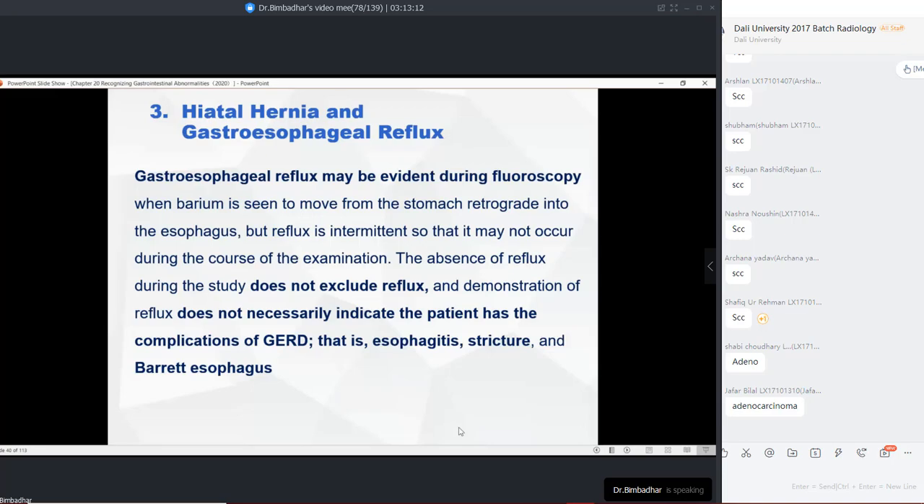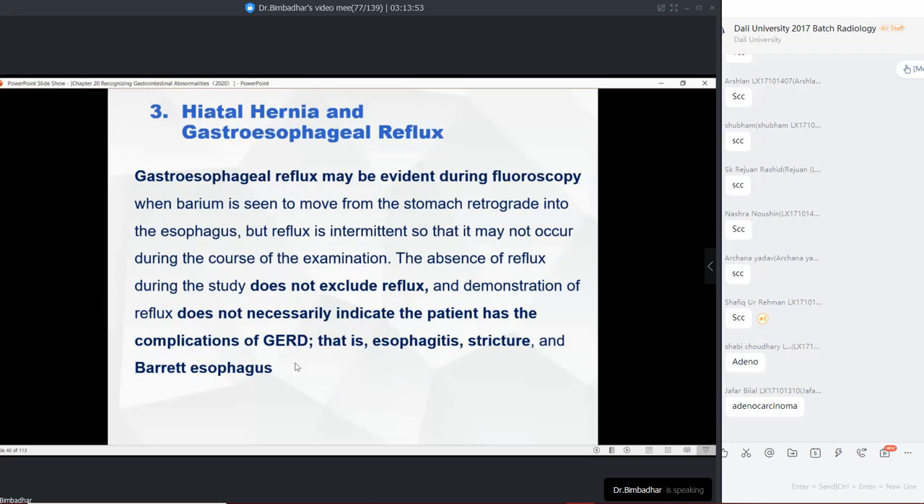Diagrammatically or picture-wise, it is difficult to understand this one. You can actually see the barium flowing back again into the esophagus. Okay, I don't think it is difficult to imagine this condition. But reflux is intermittent. Okay, it is occasional, so it may occur or may not occur during the examination. The absence of reflux does not exclude reflux, and demonstration of a reflux does not necessarily indicate that the patient has the complications of GERD.